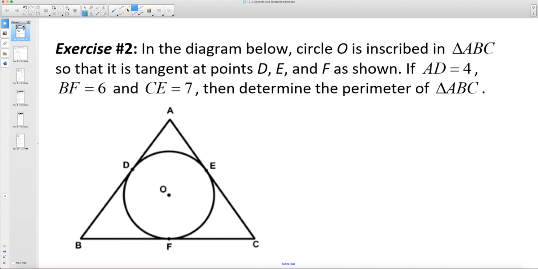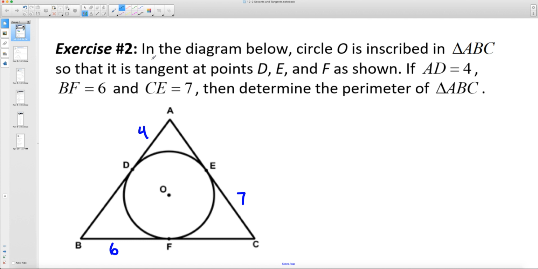So let's look at a couple of examples here. We have a circle inscribed in a triangle, and the circle and the triangle's sides are tangent, meeting at points D, E, and F. Those are the only points where the circle intersects the triangle. Then they also tell us that AD is 4, BF is 6, and CE is 7. We want to find the perimeter.